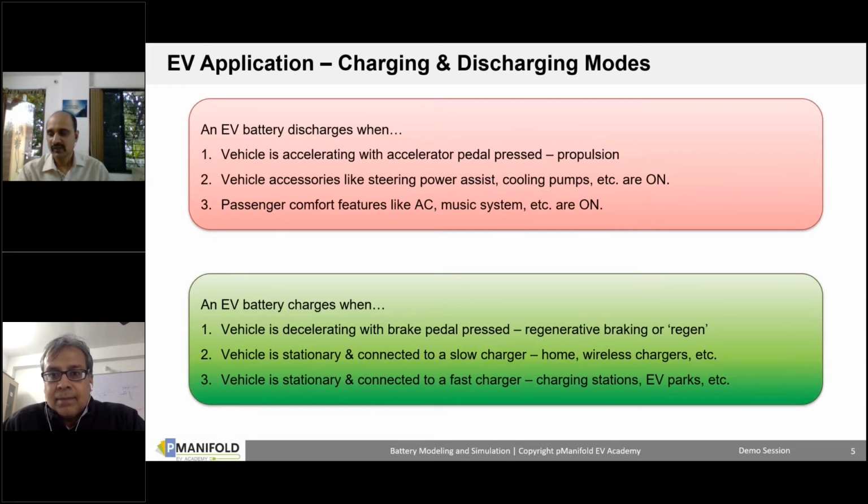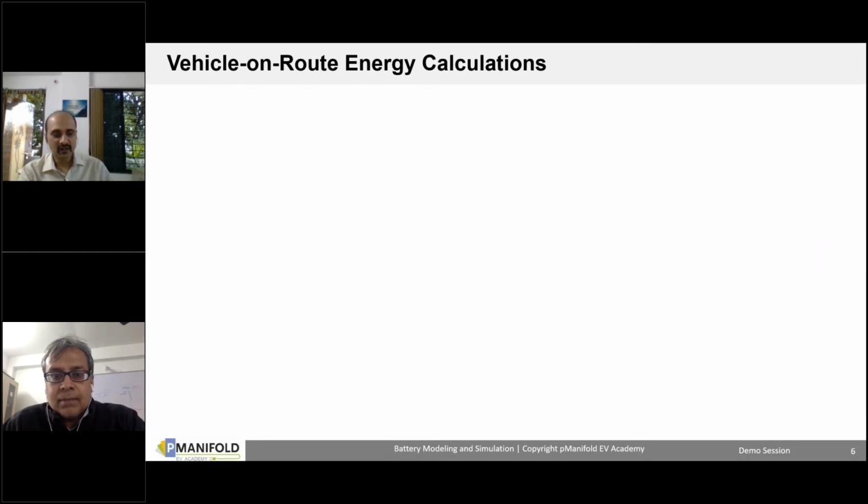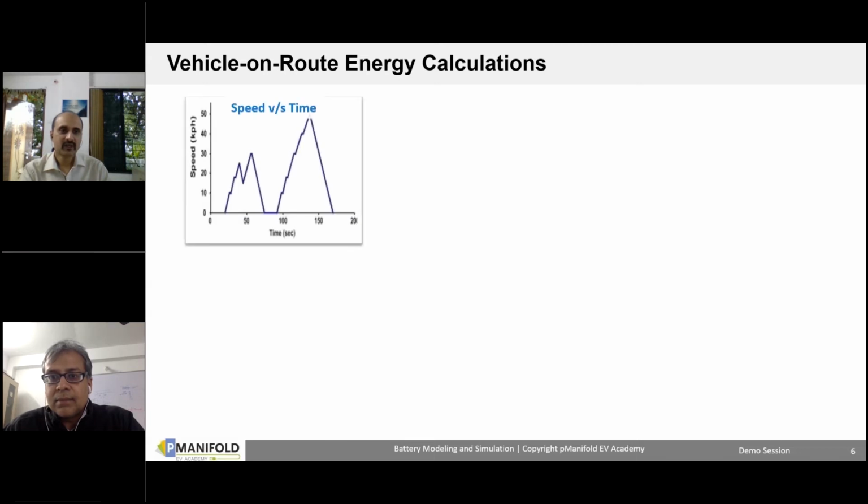Yeah. So as Rahul was explaining, how do we model that? I'll just give you a calculation flow. Eventually, we will learn how to make these models in Excel or Scilab or MATLAB, MATLAB Simulink, based on which tool is accessible and available.